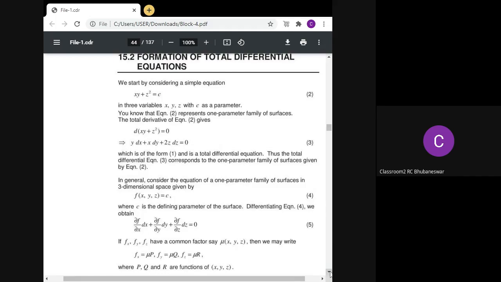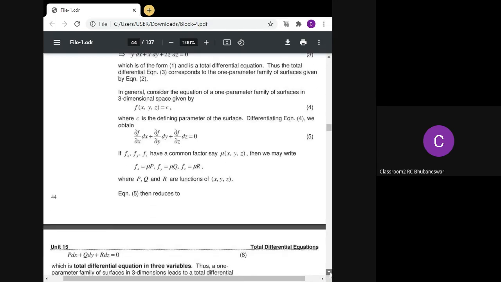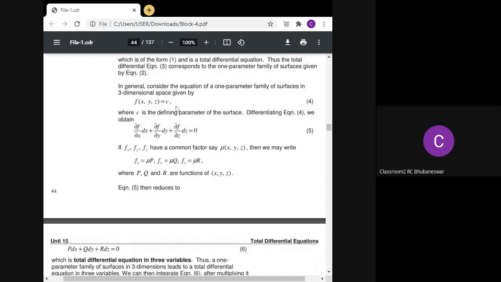Now look at the general aspect of this expression. In equation number 4, we have the relation f of x, y, z equals c, and clearly it is a one parameter family of surfaces. Again we use the total derivative form here, df equals 0, that is fx dx plus fy dy plus fz dz equals 0.